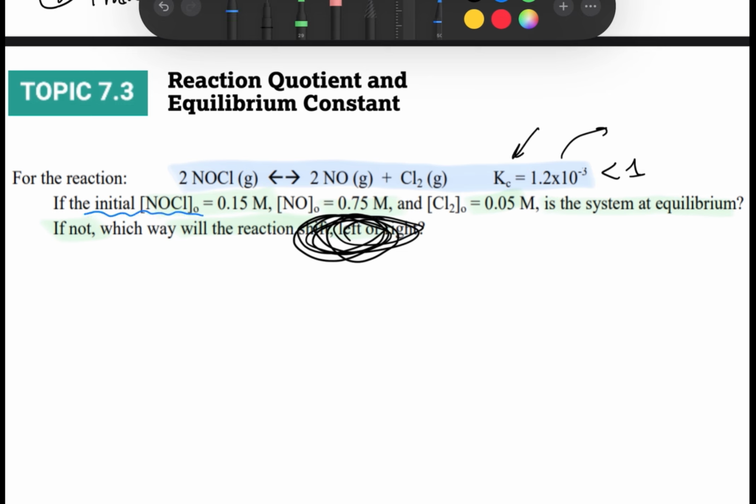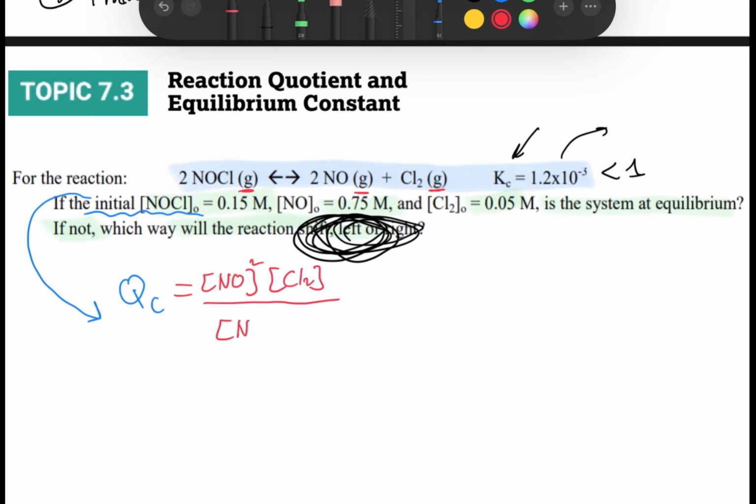As we mentioned before, Qc is used to calculate the concentration ratios at non-equilibrium. So Qc has an expression with the products over the reactants. Make sure that all of these are gaseous or aqueous. So I have the concentration of NO to the power 2 multiplied by the concentration of Cl2 over the concentration of NOCl to the power 2. And then we have to substitute the values.